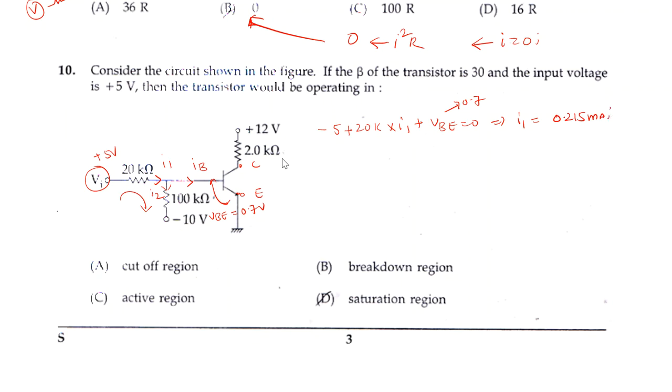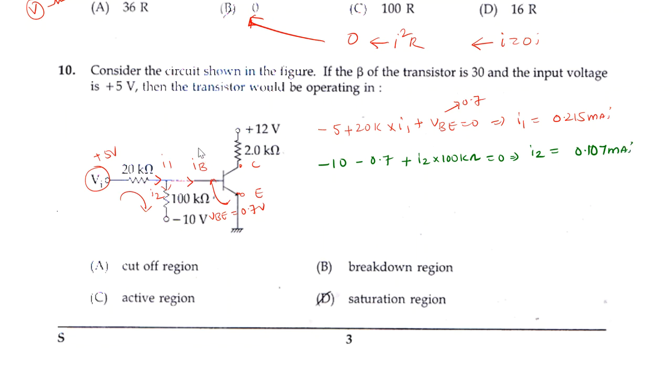Similarly, I will take the second loop here: minus 10 minus 0.7, that is VBE, plus I2 into 100k ohms is equal to 0. So from this, the I2 value will be equal to 0.107 milliamperes. Now what is the base current?